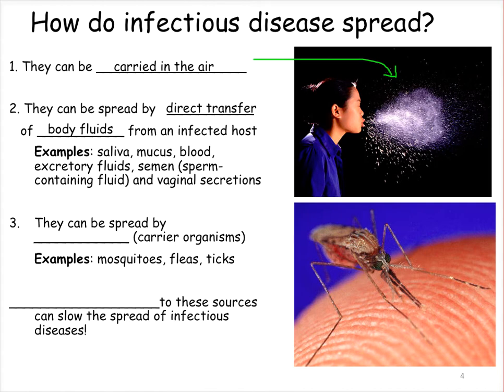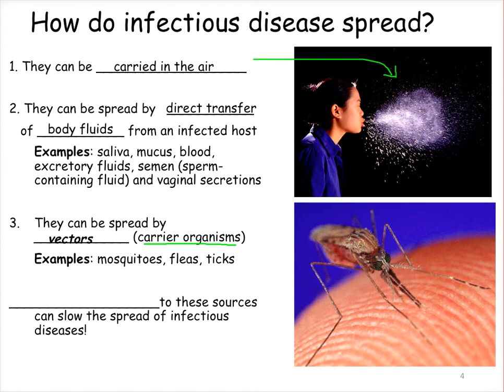Finally, infectious diseases can be spread through vectors, which I've put in bold here because it's a vocabulary word that I want you to know. A vector is an organism that can carry a pathogen from one host to the next. Some examples of vectors, or organisms that carry and transfer infectious diseases, include mosquitoes, fleas, ticks, and even larger organisms such as rats, bats, or dogs. Humans themselves could, in some cases, be considered vectors.